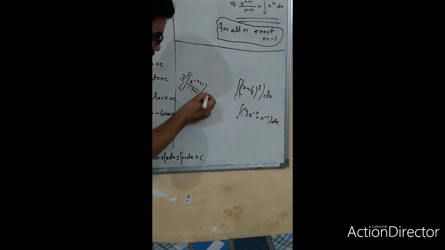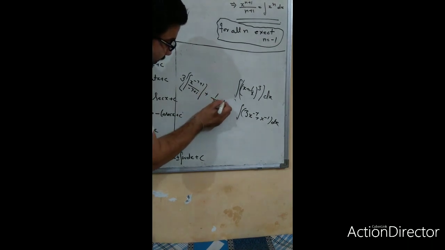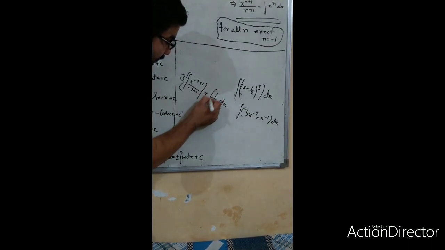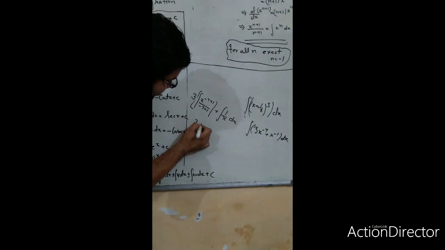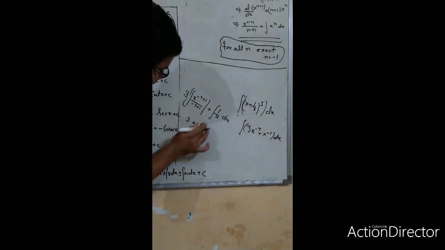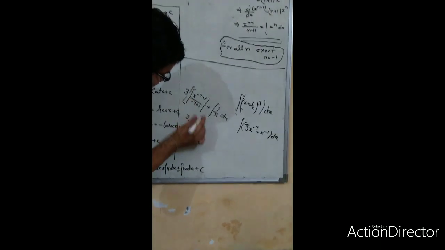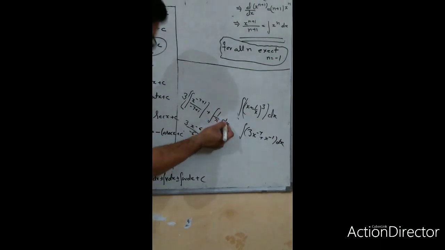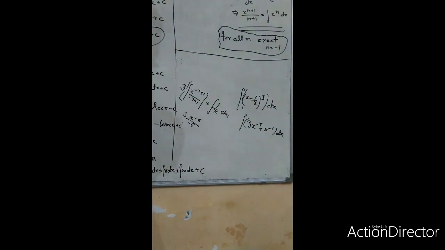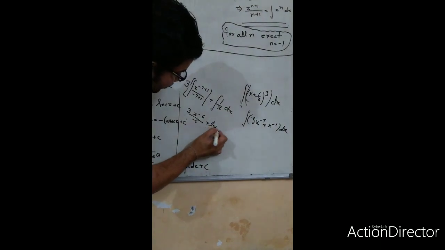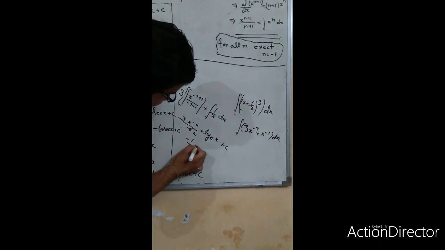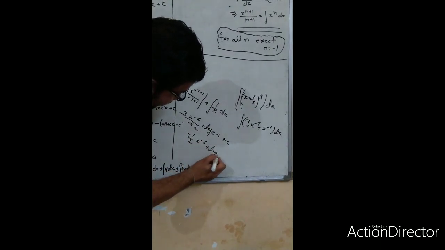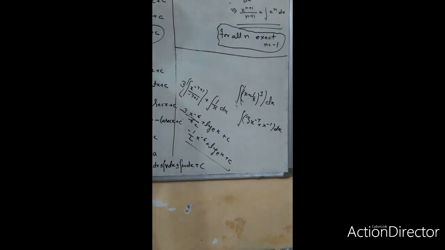Now second, plus integration of 1 upon x dx, and we know that integration of x to the power n dx will be solved. This is 3 x to the power minus 6, that is minus 7 plus 1 equals minus 6, divided by minus 6, and this is log x, 1 upon x dx. Integration of 1 upon x dx is called log, it is log of e x. So the answer is 3 into minus 1 by 2 x to the power minus 6, plus log of e x, plus c. This is the answer of this integration.